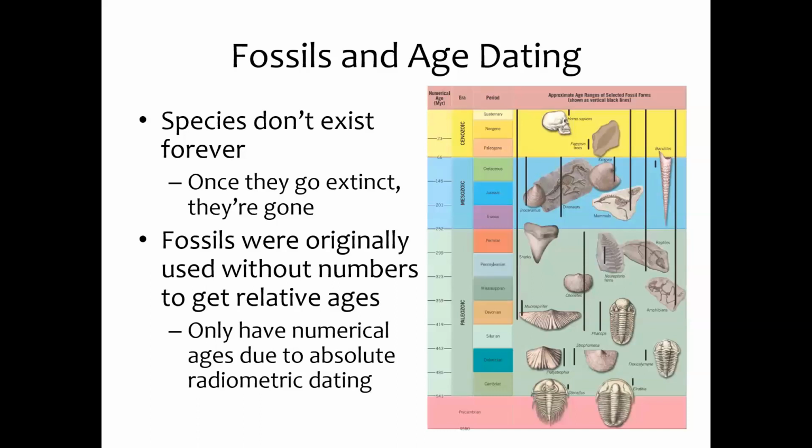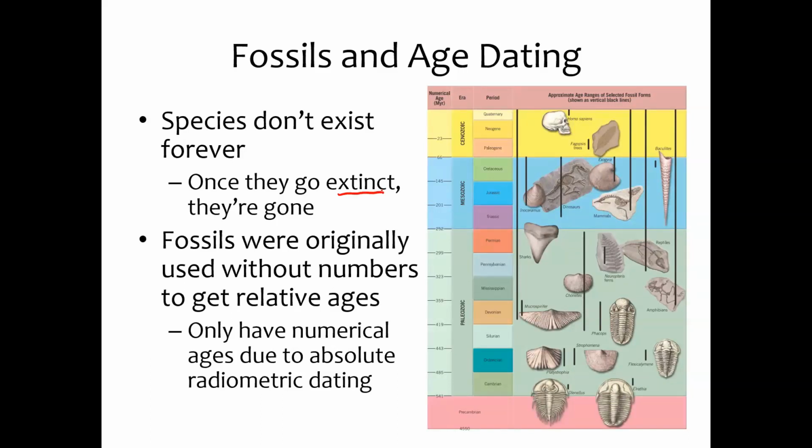So let's talk about fossils and age dating. Species of organisms will evolve, they will come into existence, broken off of some other species that they've differentiated from, and then most of the time that species will eventually go extinct. They don't exist forever. Once they're extinct, they're gone.